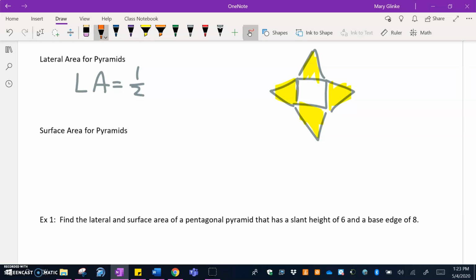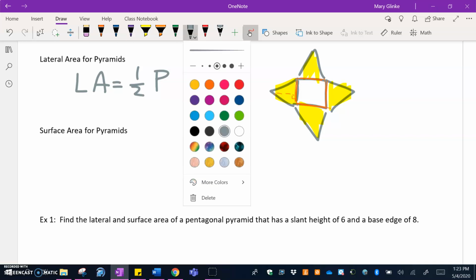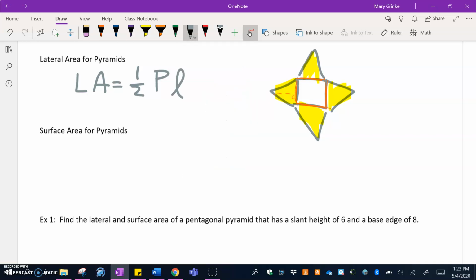So when we do the area formula for a triangle, we normally do base times height divided by 2. Your base here would be all of these ones all the way around, which ends up being the perimeter of your base. And the height of each of these triangles ends up being the slant height of the pyramid. So the lateral area of the pyramid is 1/2 the perimeter of the base times the slant height.